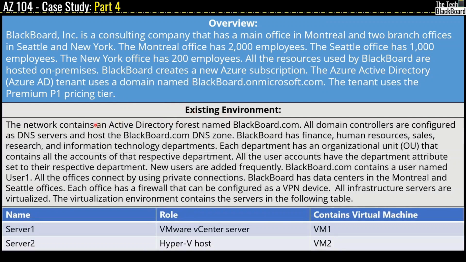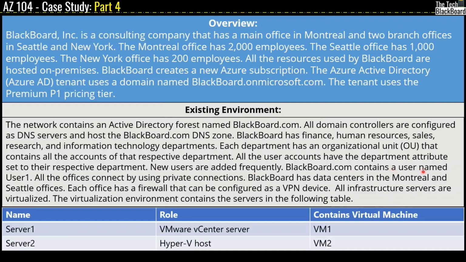Let's read it out. It says the network contains an Active Directory forest named Blackboard.com. All the domain controllers are configured as DNS servers and host the Blackboard.com DNS zone. Now, Blackboard has finance, human resources, sales, research, and information technology departments. Each department has an organizational unit that contains all the accounts of the respective department. All the user accounts have the department attribute set to their respective department. New users are added frequently.